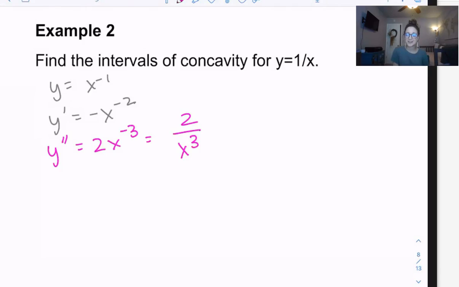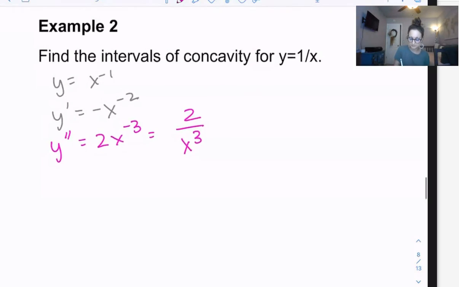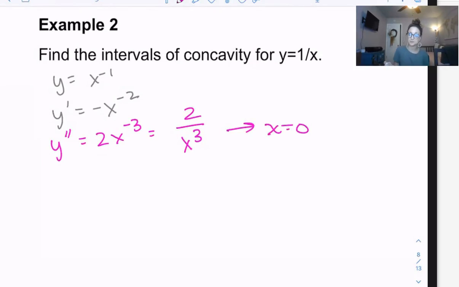All right, so this was a rewrite and then power rule twice because second derivative. Then I went ahead and rewrote it again as 2 over x cubed. Okay, so we want to double check, where is the second derivative 0 or dne? Notice it's never going to be 0 because the numerator can only be 2. So let's check for dne, check where the denominator is 0, and that is going to give me just x equals 0 to put on my number line. Okay, so let's do that.